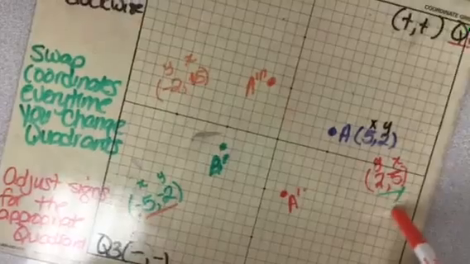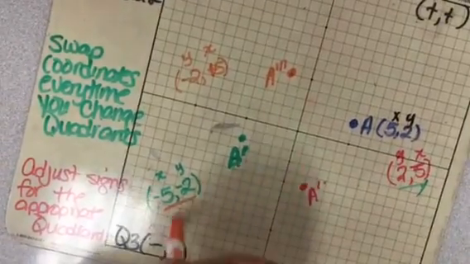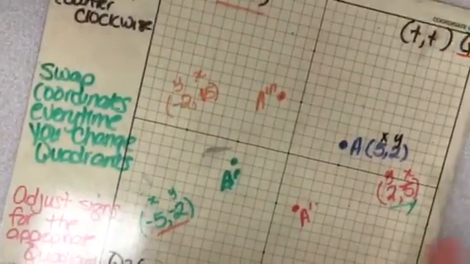So you want to make sure every time you swap, you change the coordinates and you fill in the appropriate signs for each coordinate.